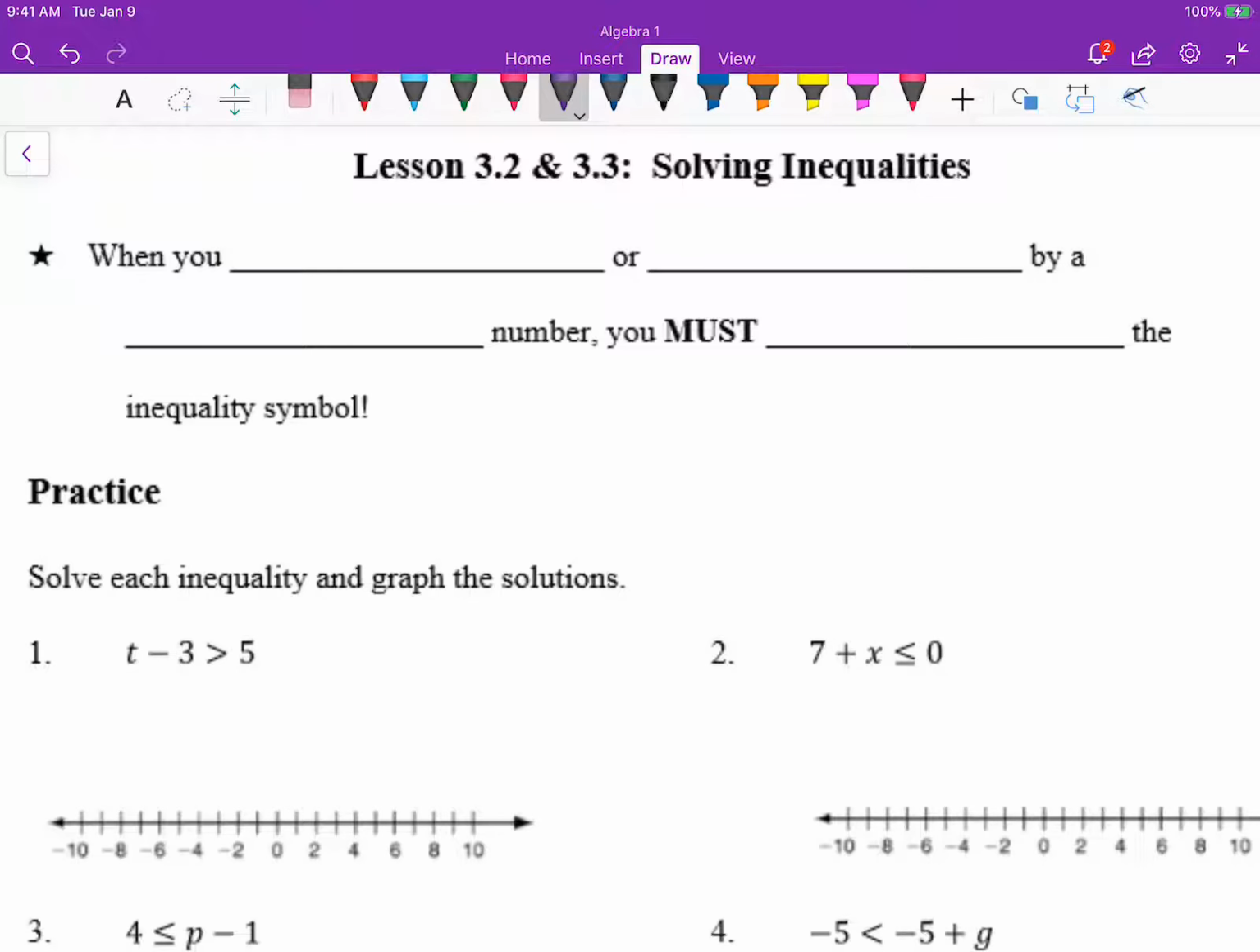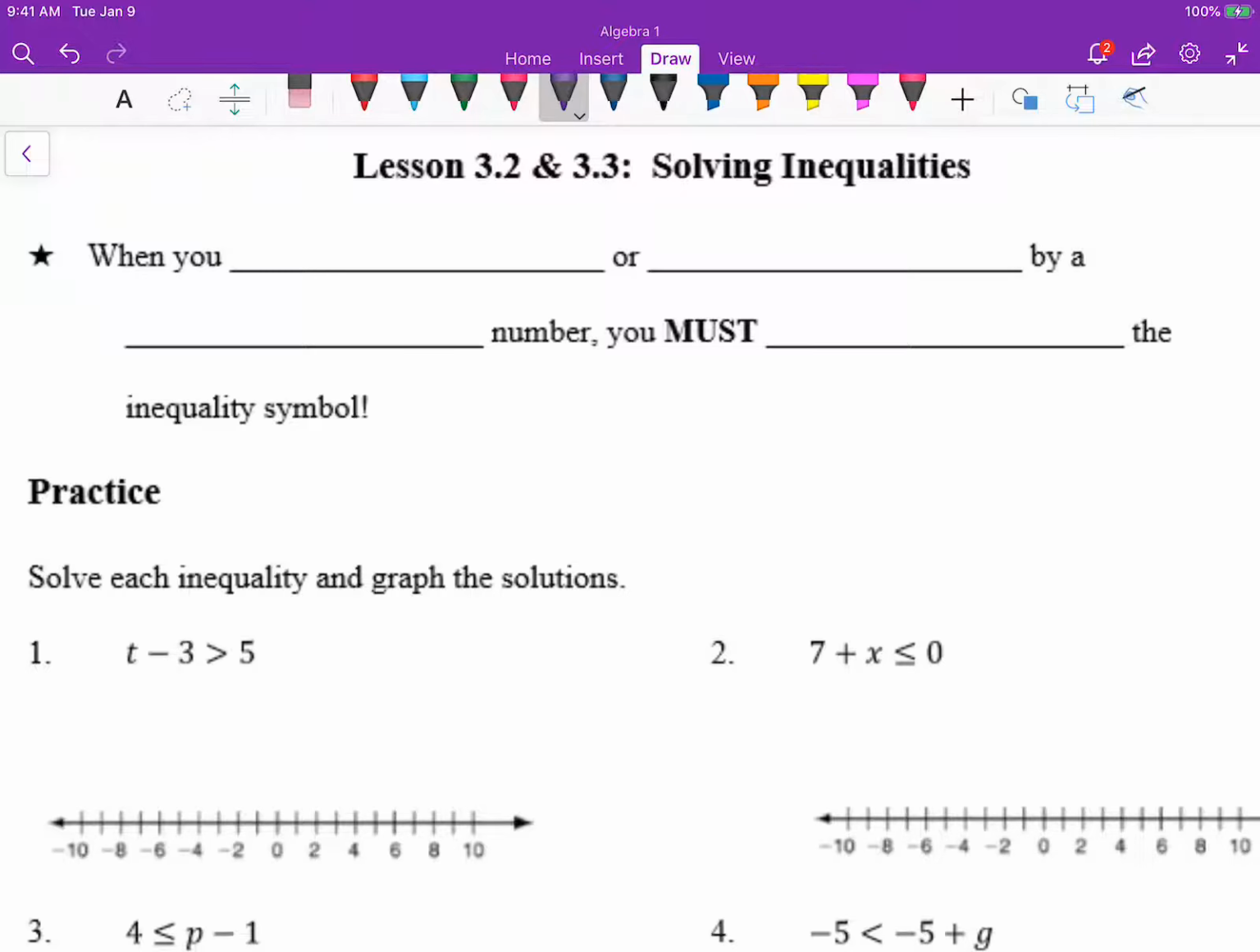All right, guys, we're going to go through notes on lesson 3.2 and 3.3, where we're actually going to start solving inequalities. In the last lesson, lesson 3.1, we were just setting them up and we were graphing them. But now you're actually going to have a letter in the problem that you have to get by itself so that once it's solved, then you can graph it from there.